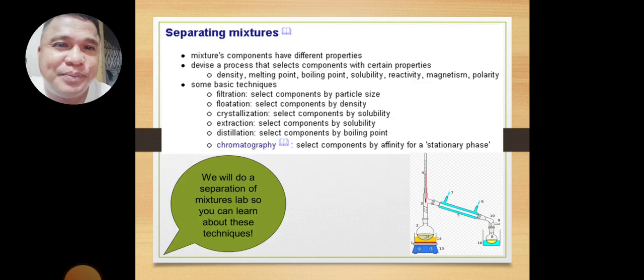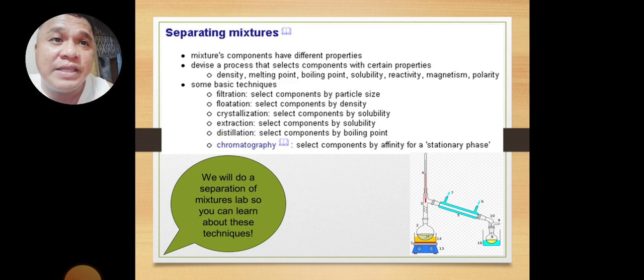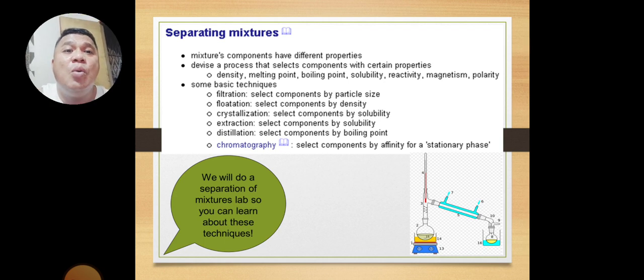And of course, so we have two types of mixture, physical and chemical properties, exothermic and endothermic, and physical and chemical change. And now, for separating mixtures, there are many ways to separate the mixtures. You mix, then you separate. Well, we do a separation of mixtures lab so you can learn about this. So there are basic techniques: filtration, flotation, crystallization, extraction, distillation, chromatography, and evaporation.